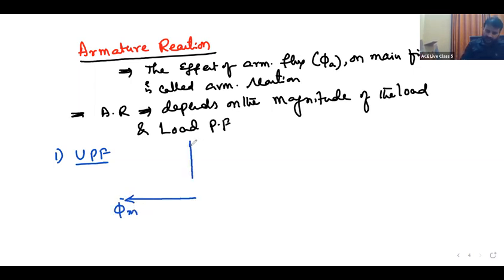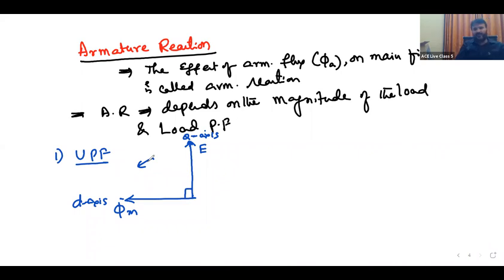This is the induced EMF E. Flux is always along the direct axis. Induced EMF is always along the quadrature axis, because E lags flux by 90 degrees. When phasors are rotating in the counterclockwise direction, E lags the flux by 90 degrees. That we already concluded. Flux along the D axis, induced EMF is going to be on the quadrature axis.